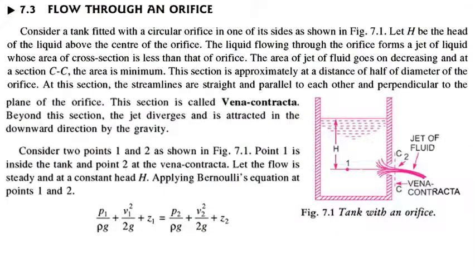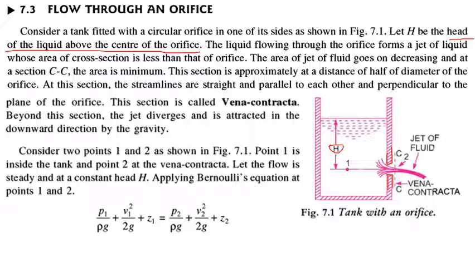Now let's see the flow through an orifice. Consider a tank fitted with a circular orifice in one of its sides. In the figure you have a tank with an orifice at the side. Let H be the head of the liquid above the center of the orifice, as indicated in the figure. You can see that H is measured from the liquid surface to the center of the orifice. The orifice is here, this hole is the orifice.